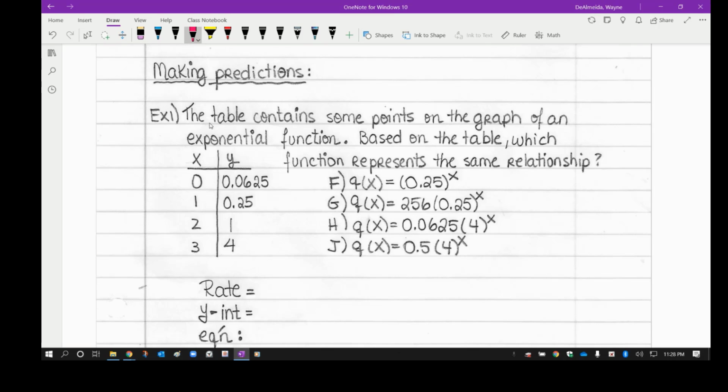So here's an example. The table contains some points on the graph of an exponential function. Based on the table, which function represents the same relationships? And I have some multiple choices.